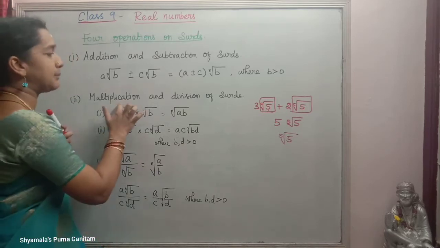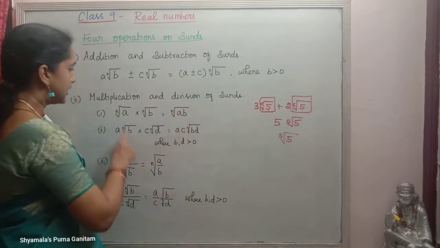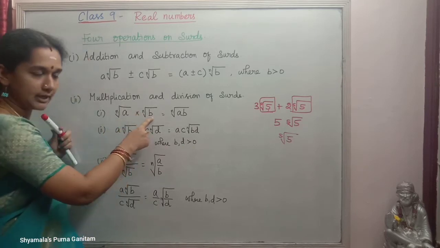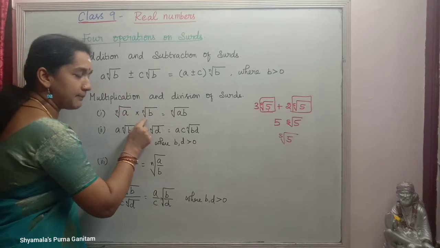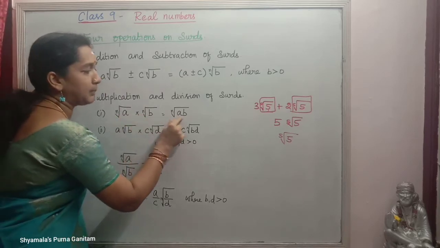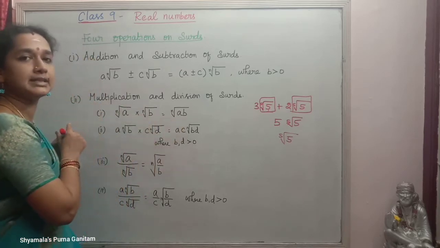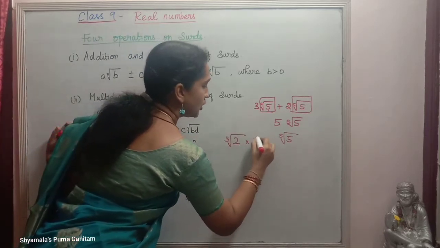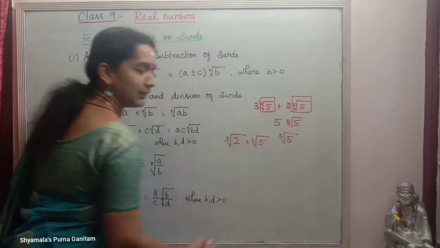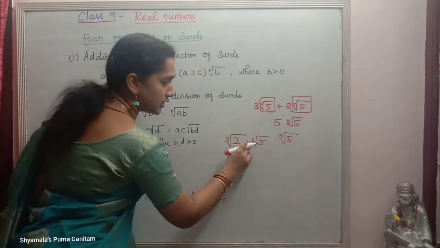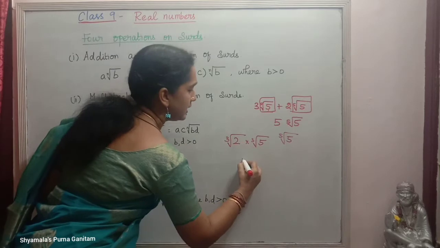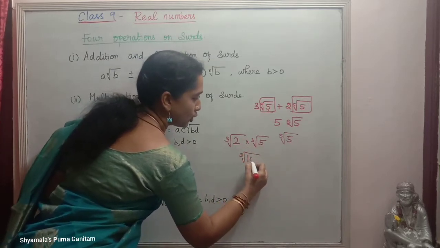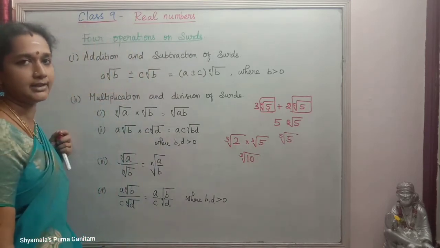Then comes multiplication and division of surds. So this one is nth root of a into nth root of b. If we have the same root, we can multiply the numbers that are inside the root. That is cube root of 2 into cube root of 5. This is also cube root, this is also cube root. Then we can multiply the numbers inside. So we will get the answer as cube root of 2 into 5, which is 10.